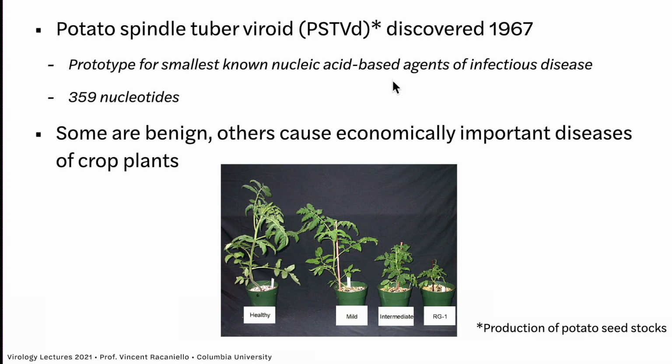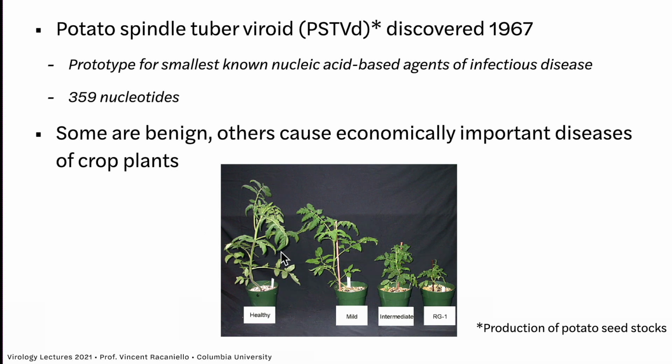And some of these are what I say is benign. They don't do anything to the plant. But others can cause diseases of crop plants that are economically important, and that's why they were first discovered. The potato viroid makes alterations in the potato plant. And you can see an example of that here.